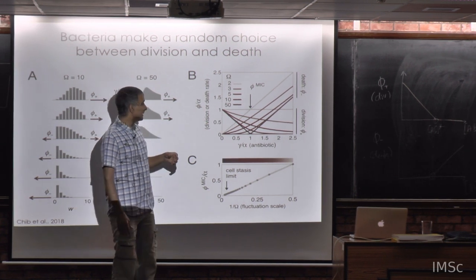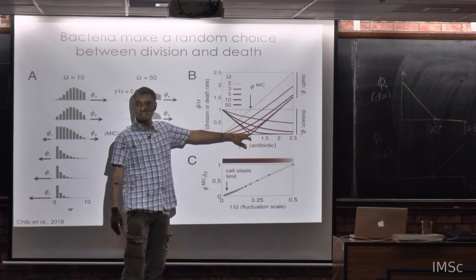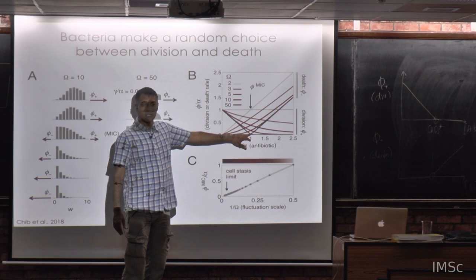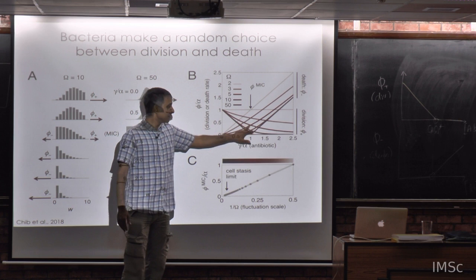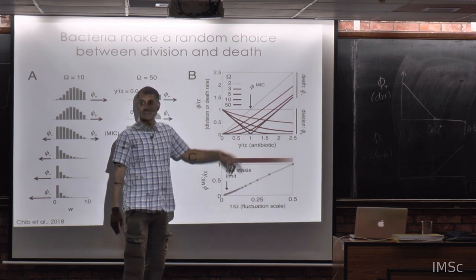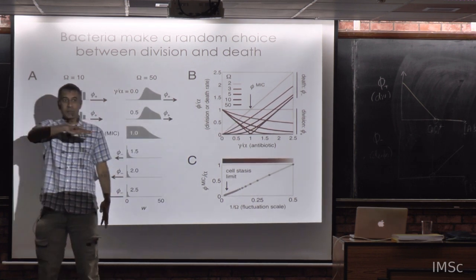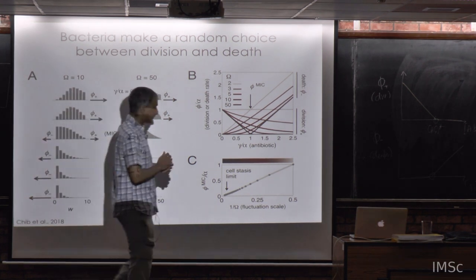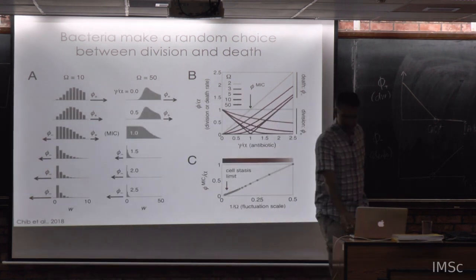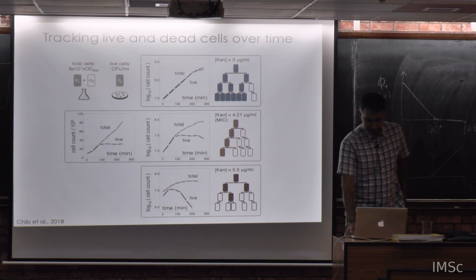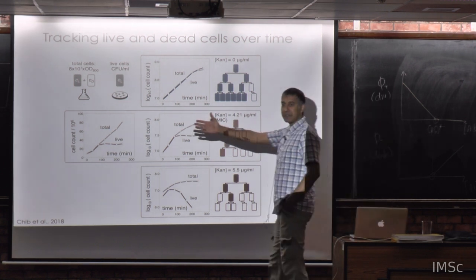What the textbooks call the bacteriostatic limit, or the cell stasis limit, in this model is not static. Right? You can actually get a non-zero rate of division, you can get a non-zero rate of death. It still looks like the cells are not growing because the number of living cells is constant, but we know the number of living cells is not constant, right, from the data. This is the crucial experiment.